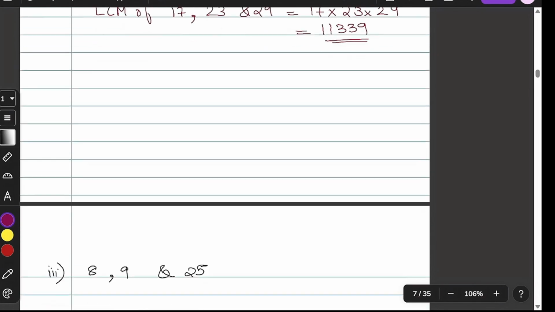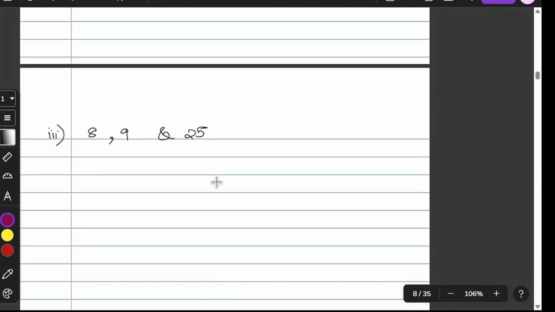Okay. Now 8, 9, 25. In the case of 8, how can I write the factors of 8? 2 into 4. This 4 can be again split like how? 2 into 2. So these are my numbers which I have to write here. That is 2 into 2 into 2. Correct?